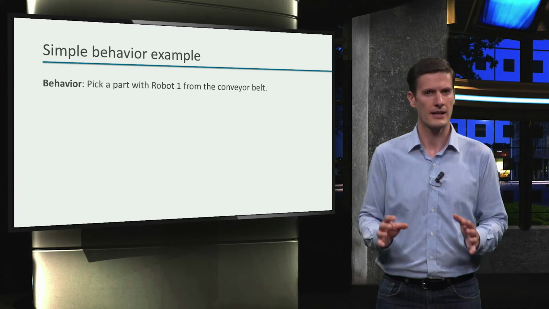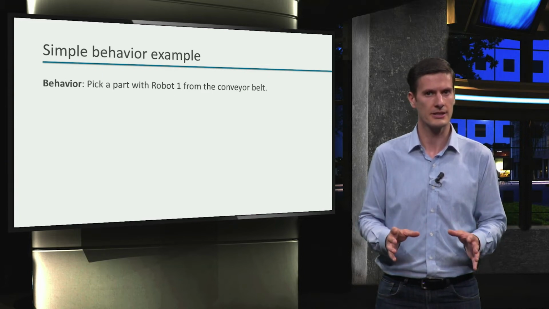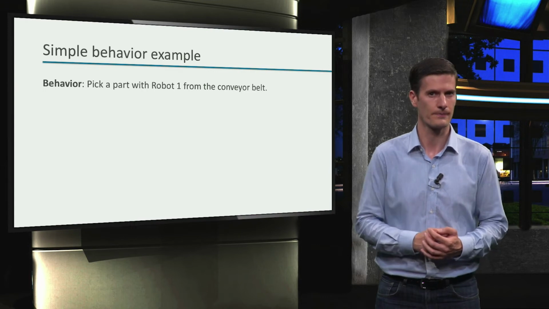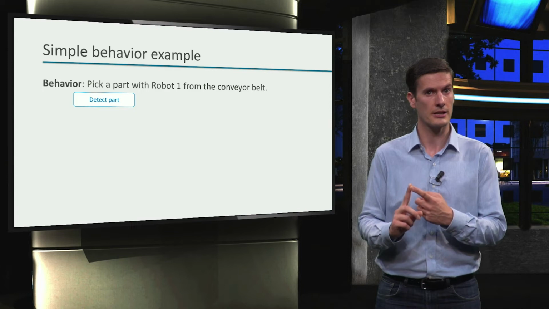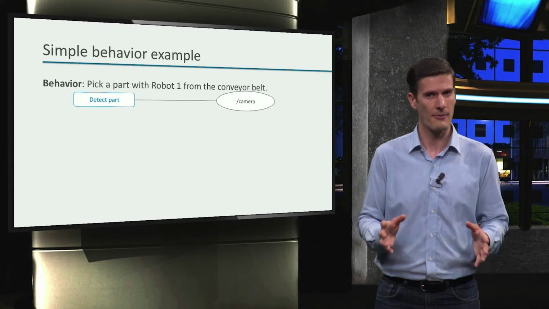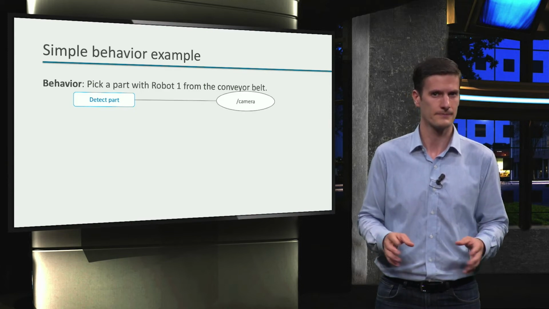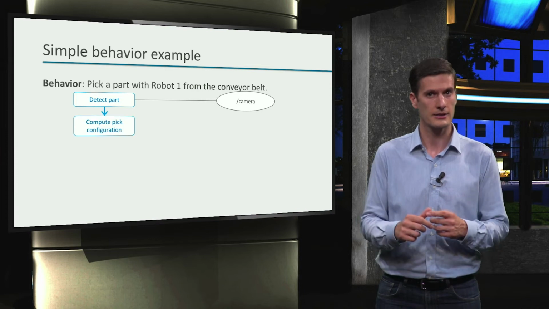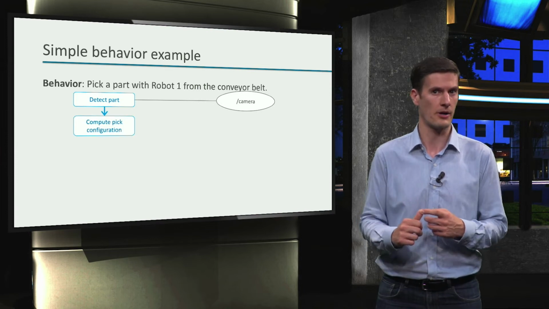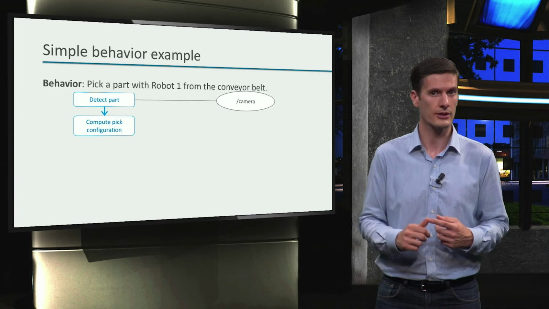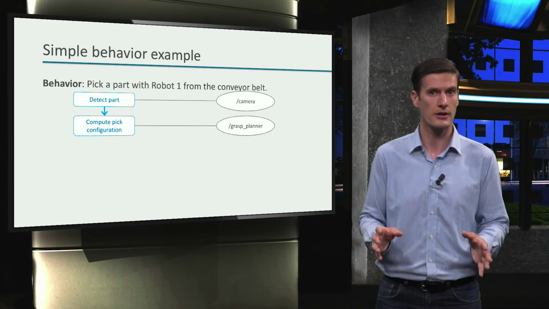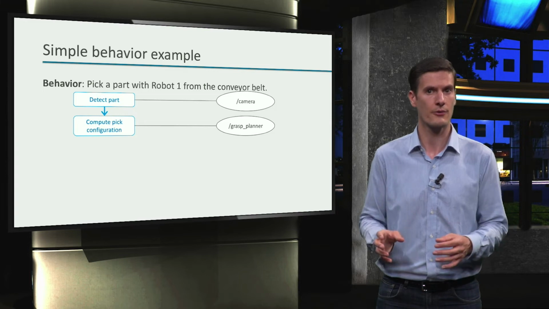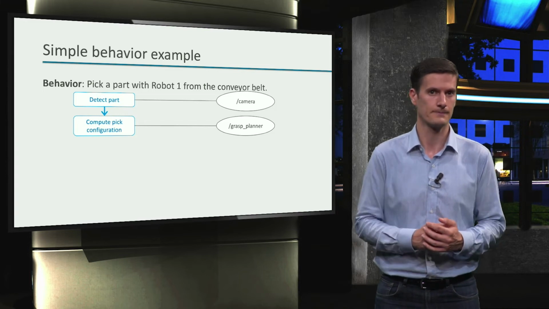Okay, let's write down the basic state machine that we need for this behavior. First, we need to detect the part and obtain its pose. The camera node provides this information in the factory. Next, we need to compute how to grasp the part. In the ROS system for our factory, we have a grasp planner node that, given the pose of the part, returns the robot joint configuration needed to pick it.